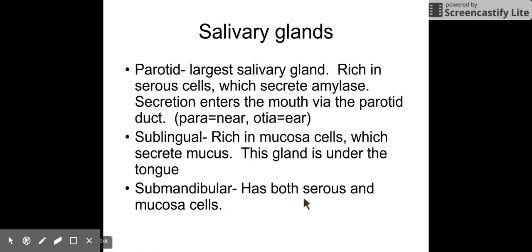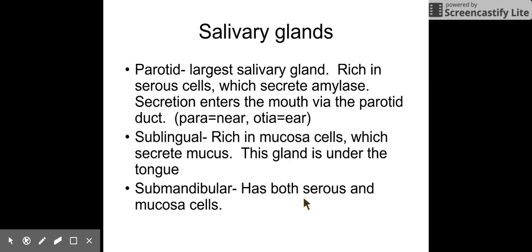Next, we have the salivary glands. The salivary glands are producing basically your spit, your saliva. There are two parts of saliva. There are enzymes and there is mucus. And each of these salivary glands produces either both or one of those.